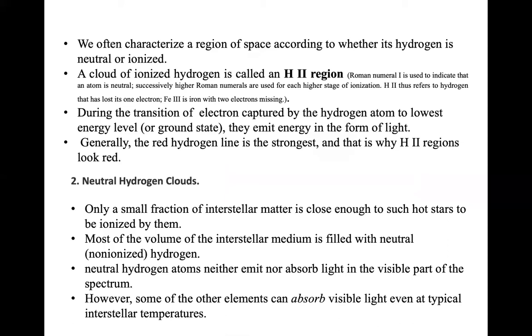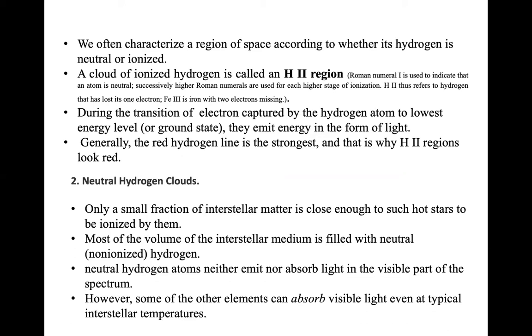Now here is some more information. We often characterize a region of space according to whether its hydrogen is neutral or ionized. If you have a cloud of ionized hydrogen gas, we call it an H II region. Close to these hot stars, we normally have most of these H II regions, which means the hydrogen is basically ionized. That's why we call them H II regions.